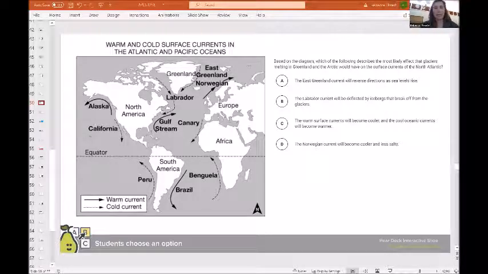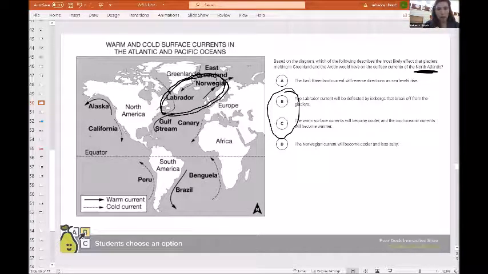All right, so it looks like we're kind of split between B and C here. So let's take a look at where we are on the map. So that's the North Atlantic. So we're talking about this area right here, okay? So warm currents are our solid lines, and our cold currents are these little dotted lines here. So the Labrador current will be deflected by icebergs that break off.